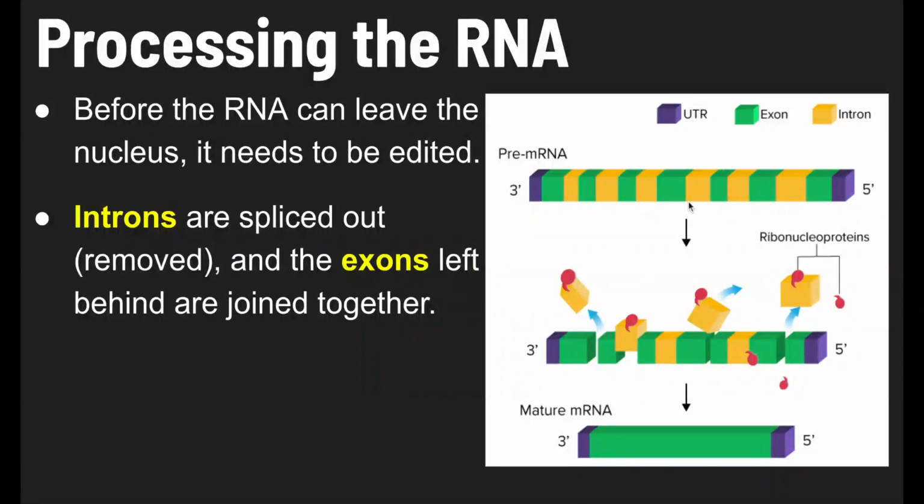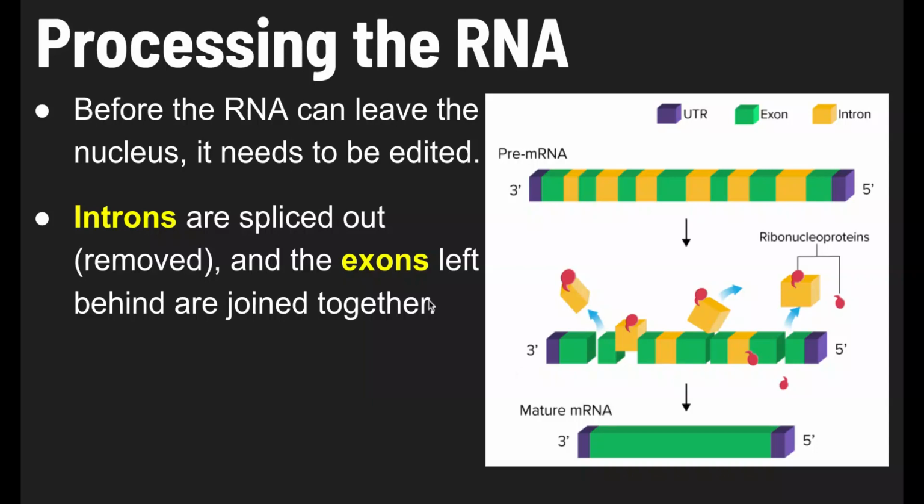In this picture, you can see green sections of the RNA and yellow sections of the RNA. The yellow sections are the introns, and notice they're being removed. The green sections represent the exons. The green sections are left behind, and they get joined together. So my mature form of RNA will have exons in it, but no introns. All the introns will be removed.